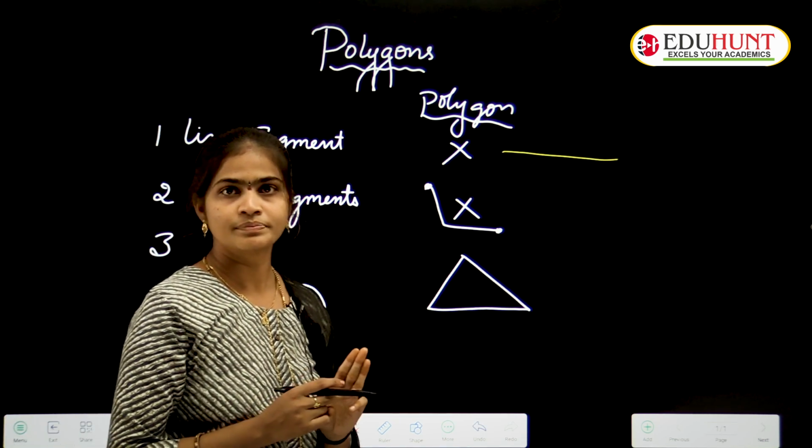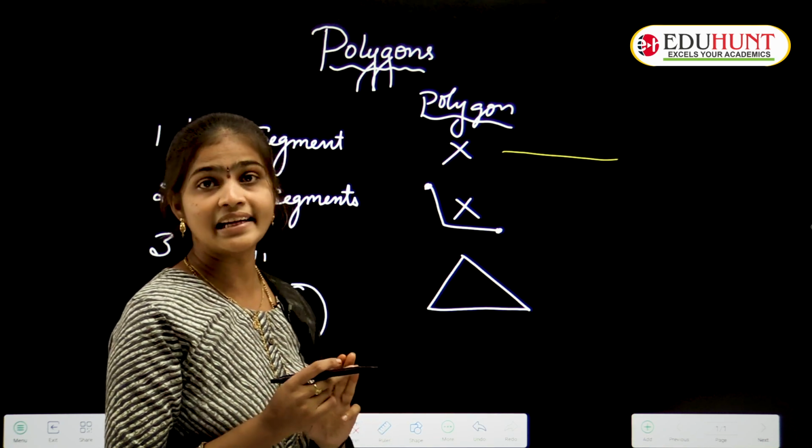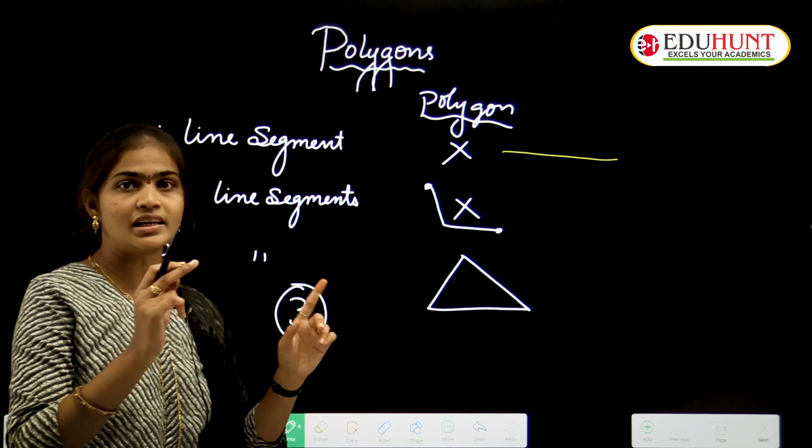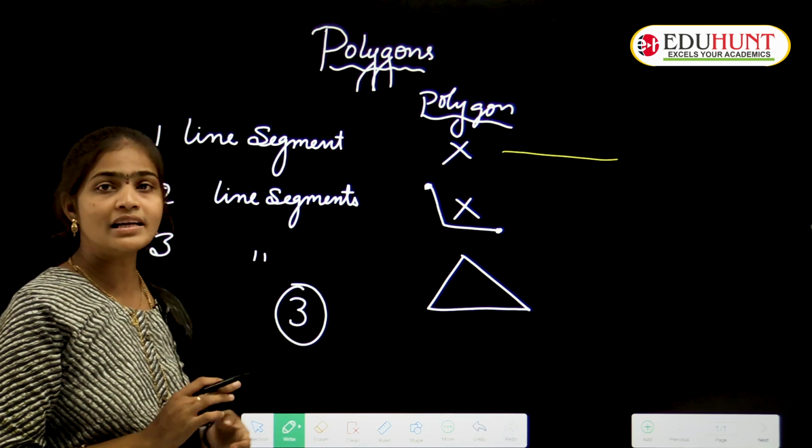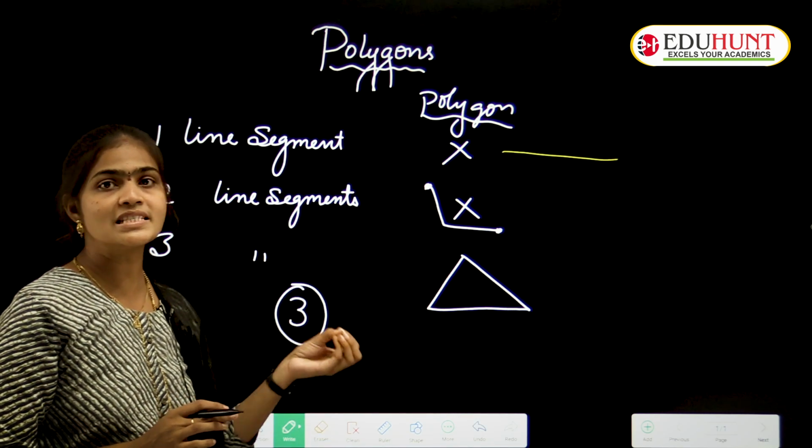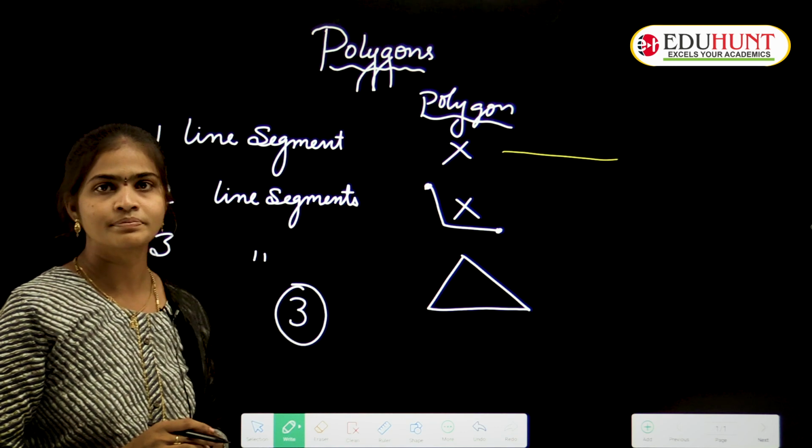Maximum is your wish, maximum is infinite. By taking an infinite number of line segments we can draw different pictures. So the minimum number of line segments required is 3.